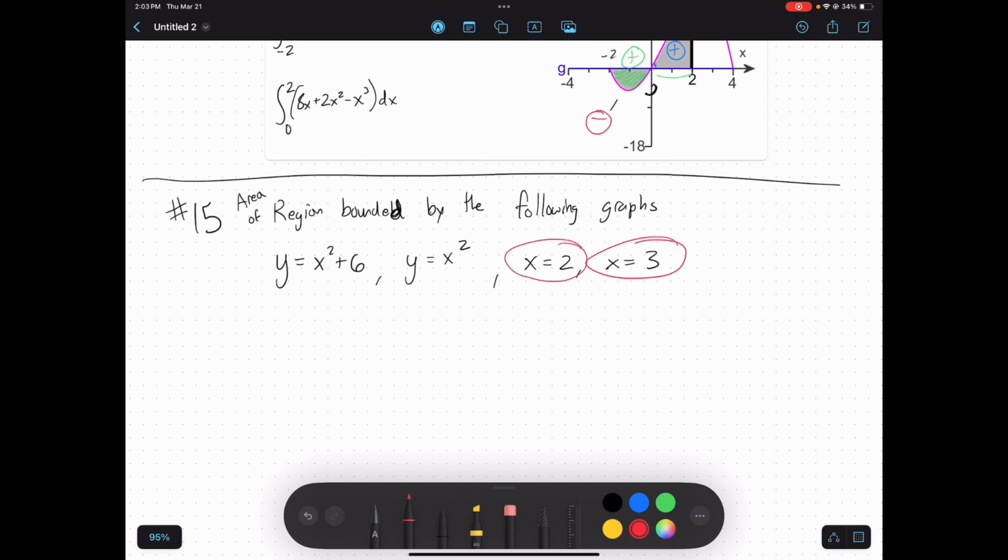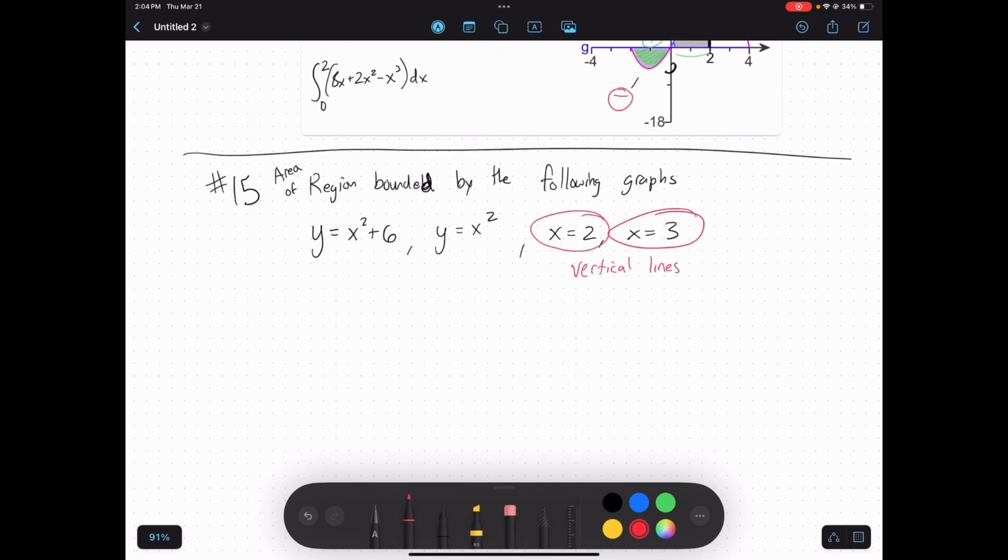these are just x values. And sure, they have a corresponding graph, but the graphs are just going to be vertical lines. That's all these are. These are just vertical lines at these specific x values.